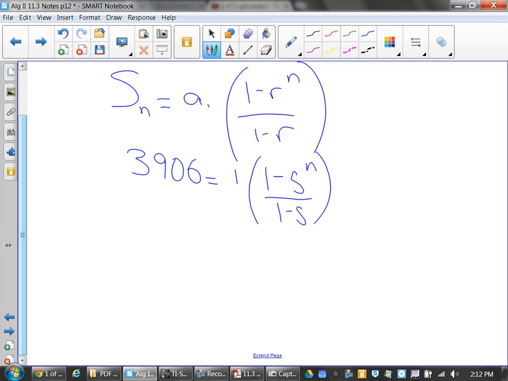Where's n? It's an exponent, and you've never done that before. It's very easy to do. So, does everybody agree that I don't care about the one outside the parentheses? Does everybody also agree that 1 minus 5 is -4? How do you undo dividing by -4? Multiply by -4. Can I multiply both sides by -4? Yes.